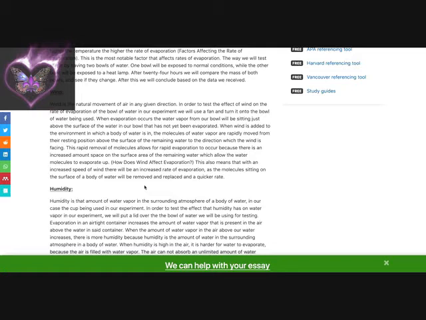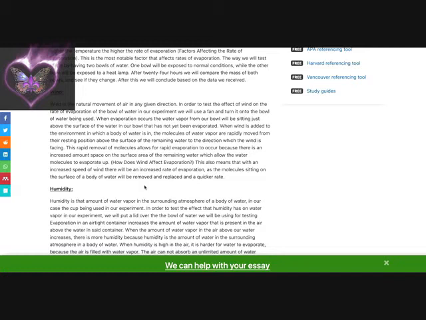When wind is added to the environment in which a body of water is in, the molecules of water vapor are rapidly moved from their resting position above the surface of the remaining water to the direction which the wind is facing. The rapid removal of molecules allows for rapid evaporation to occur because there is an increased amount of space on the surface area of the remaining water, which allows the water molecules to evaporate up.